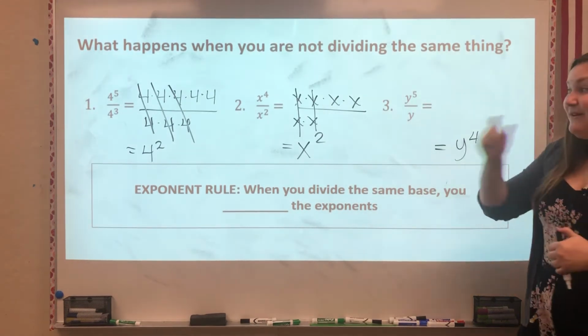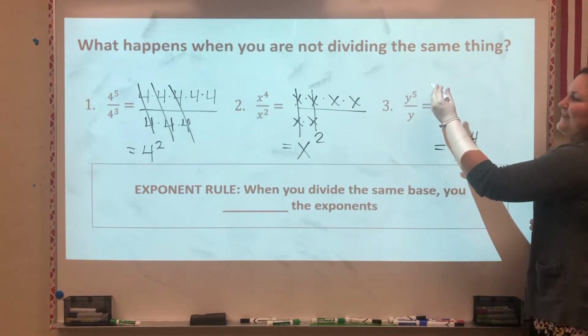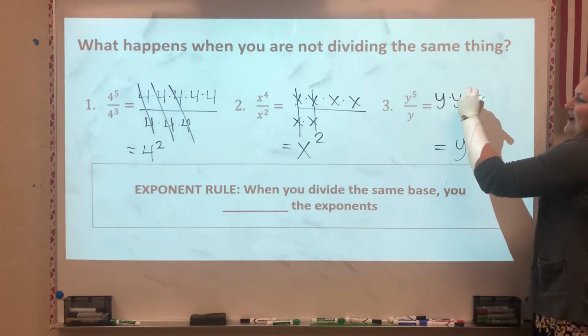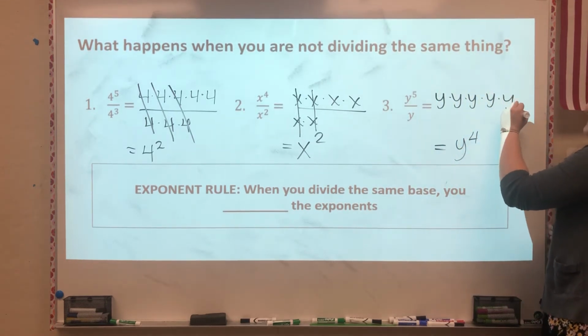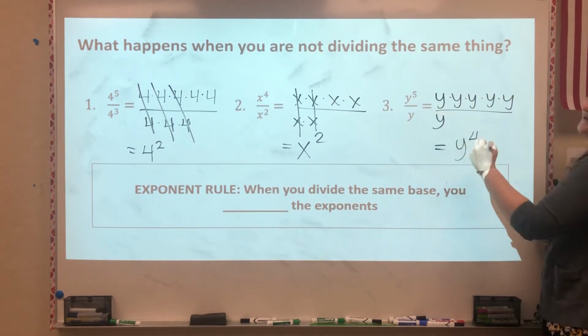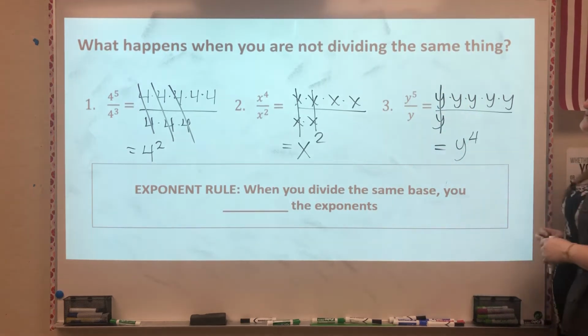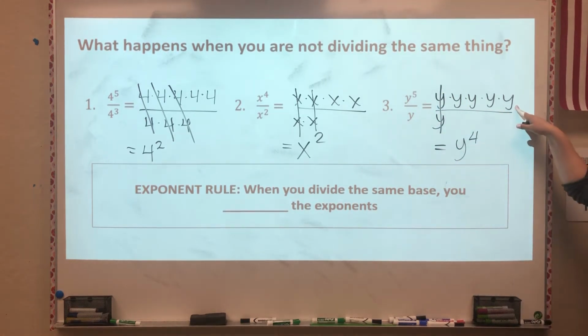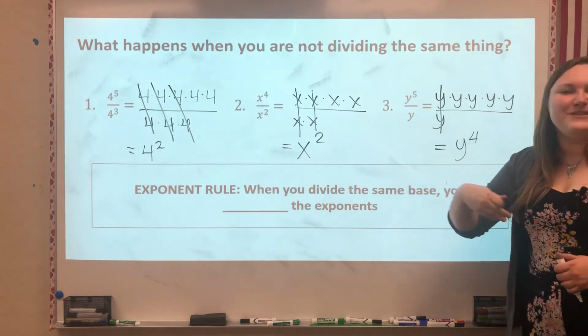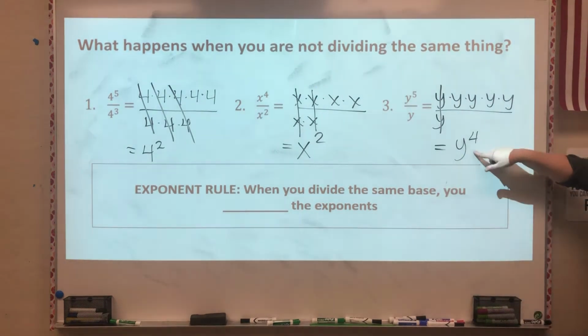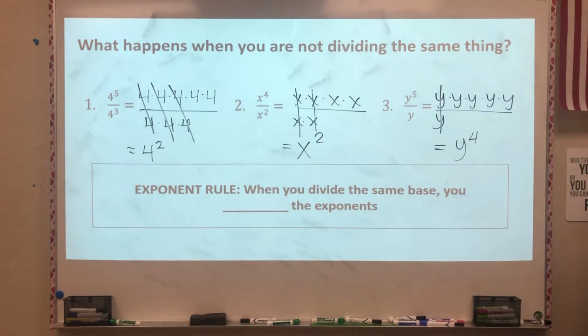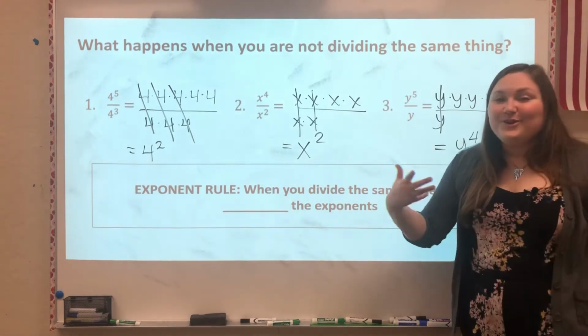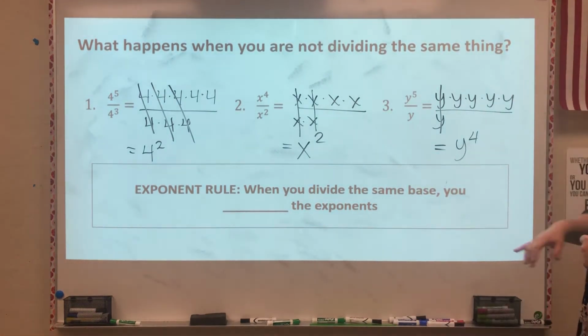Let's confirm by writing it out like the others. Y to the 5th power is y times y times y times y times y. Y divided by y is just 1, so one of those would cancel, and it leaves me with y multiplied by itself 4 times, which is y to the 4th power. So if you said subtraction earlier, you are correct. That is our next exponent rule.